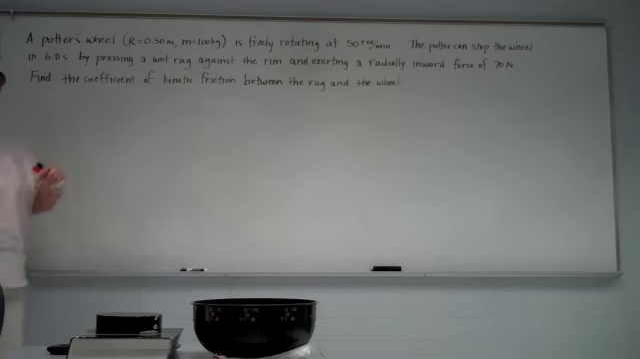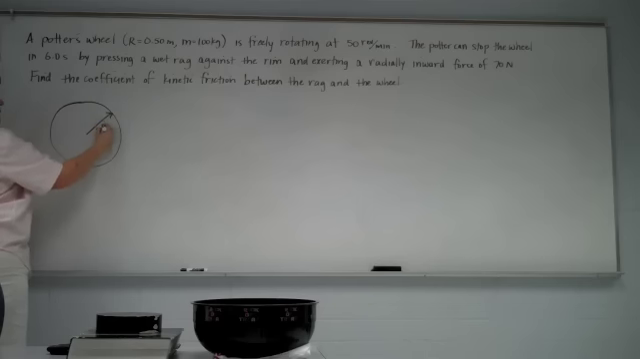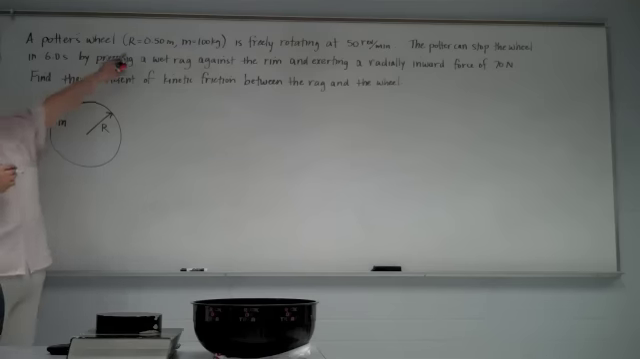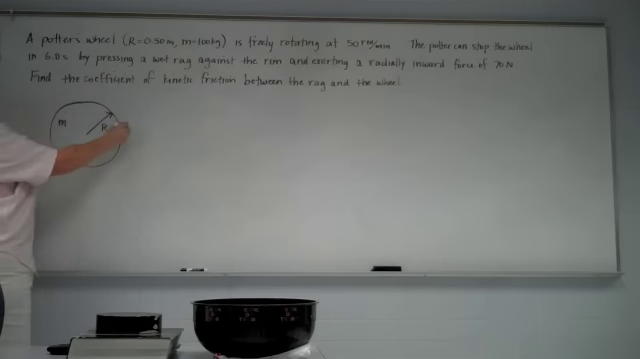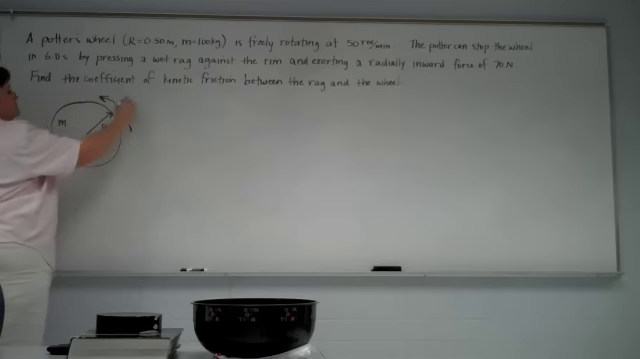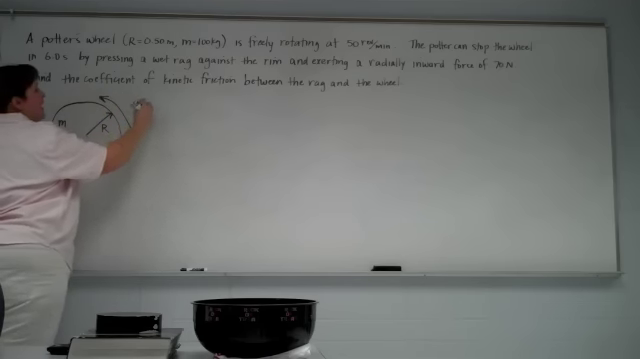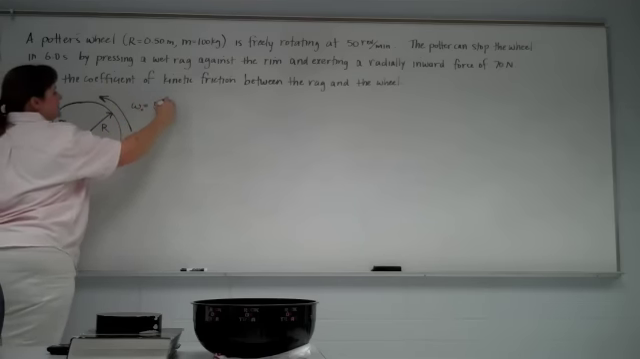So I'm going to draw the wheel as if we were looking down at it. So here's our wheel. Has some radius r, mass m. We know the radius, we know the mass. It's initially rotating at 50 revolutions per minute.